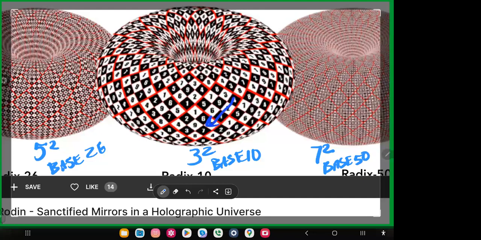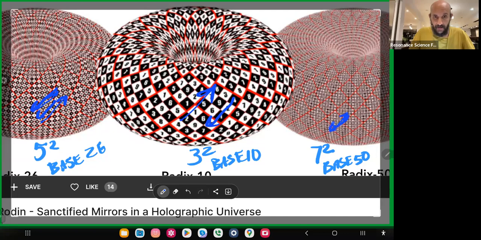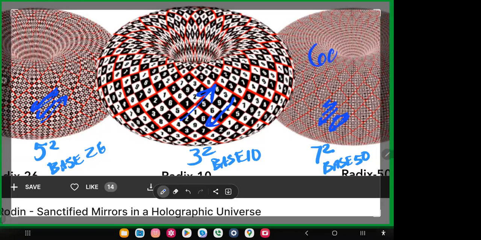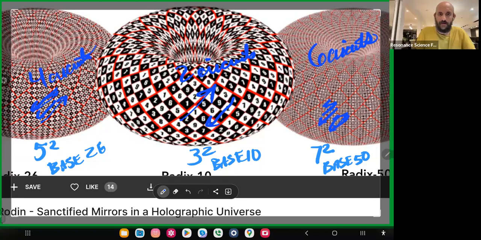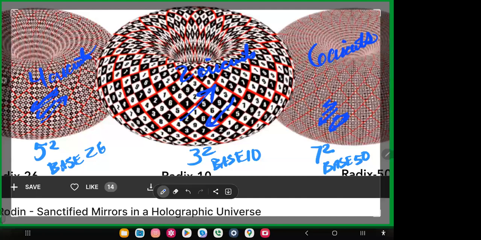In the base we are used to, base 10, we have 2 circuits. In base 26, we have 4 circuits. And in base 50, we have 6 circuits. 2 circuits, 4 circuits, 6 circuits.